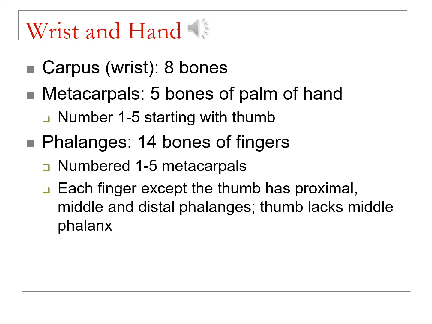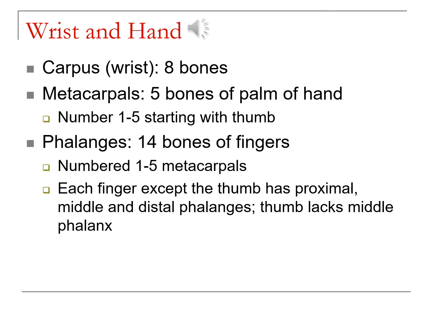Let's discuss the wrist and the hand. Your carpus, or your wrist, is composed of 8 bones, your carpal bones. Then you have metacarpals, 5 bones of the palm of the hand, numbered 1 to 5 starting with the thumb.